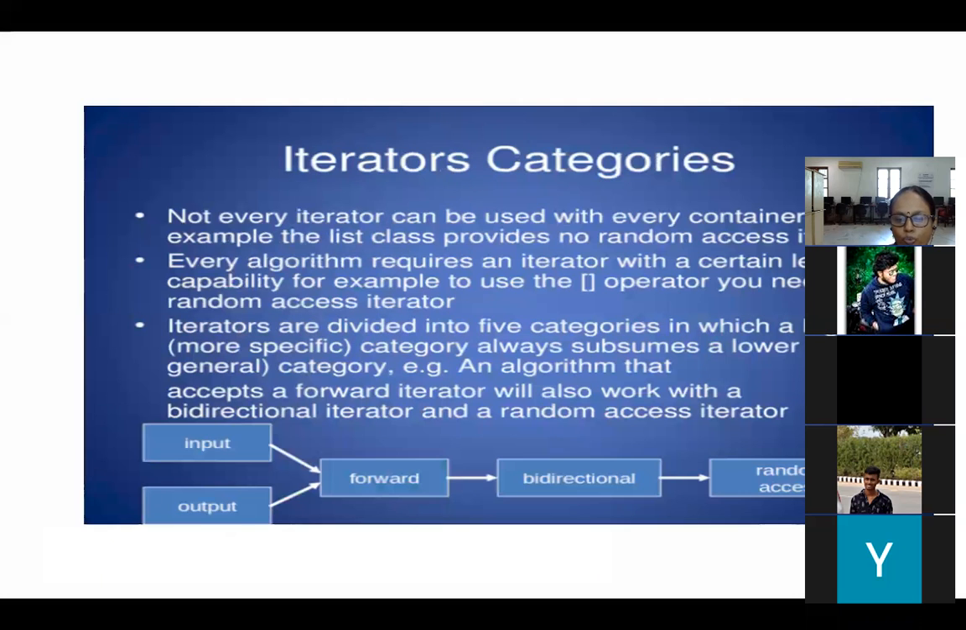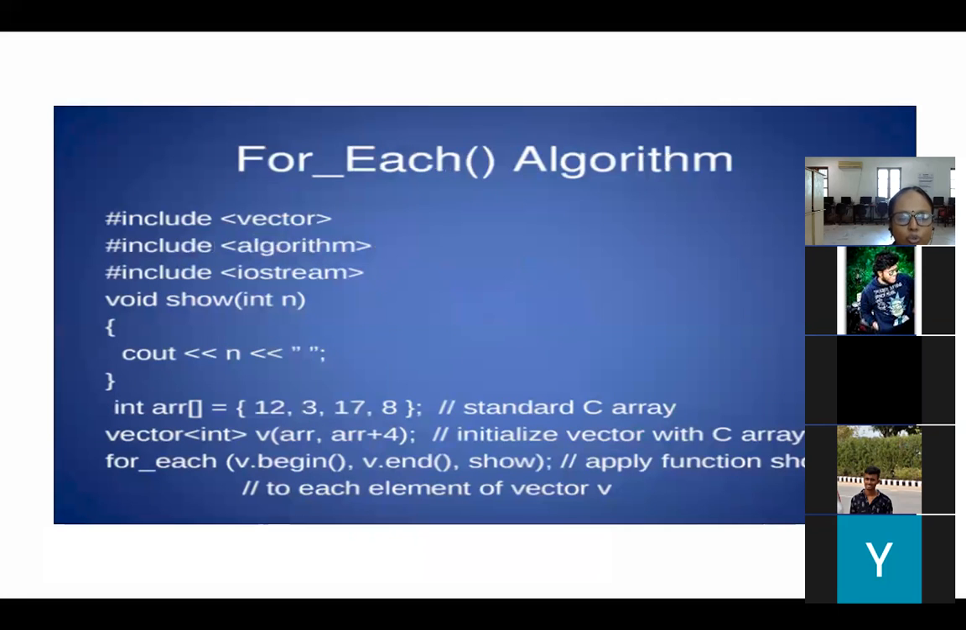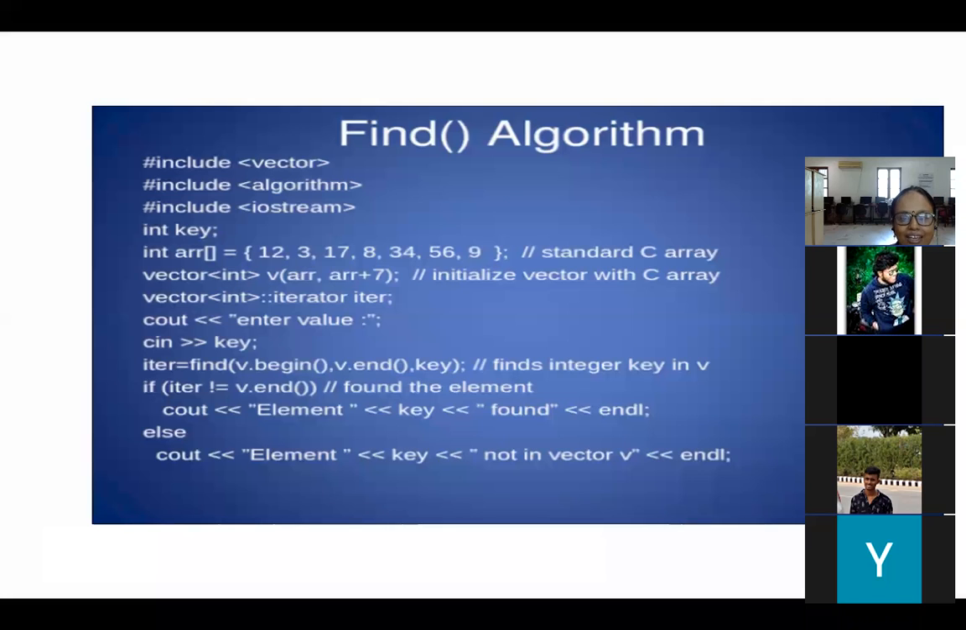Iterator categories: input, output, forward, bidirectional, random access. Algorithms: we have so many algorithms. I told you my algorithms can do many operations. With for_each we can do sorting, we can merge, we can find, we can do ascending order. All algorithm-related operations in the STL are done by algorithms. This is the find algorithm. The program is not mandatory for you; I just want to explain it to you.